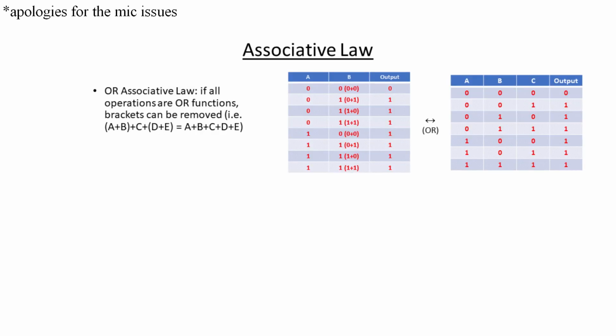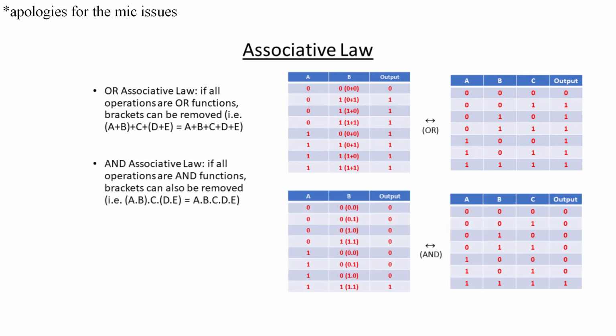The OR associative law states that A or B or C in brackets is the same as A or B or C without brackets. Similarly, the AND associative law states that A and B and C in brackets is the same as A and B and C without brackets.